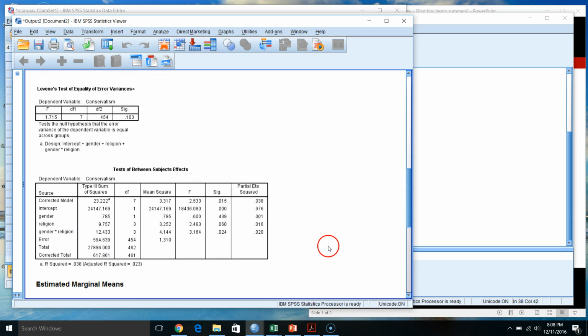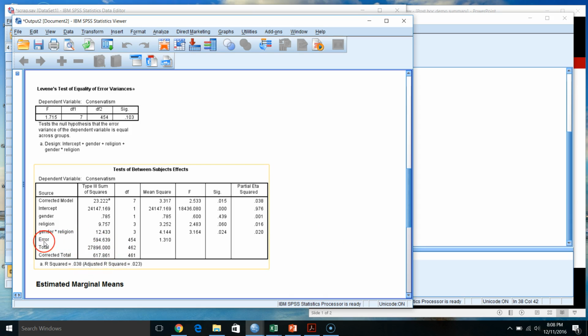If we go down and take a look at our ANOVA table, remember our corrected model is our sum of squares for the cells. We don't interpret that; it's basically our test of total effects, so we ignore it. Our intercept, remember, is our test of the grand mean. It basically tells us whether or not our grand mean for conservatism is different than 0. Again, not terribly useful for what we're doing here.